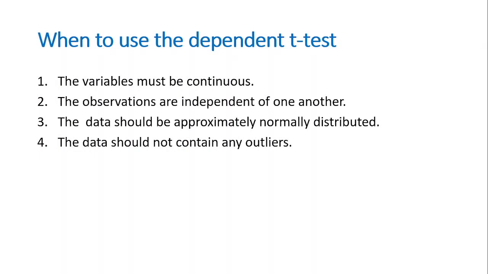When to use the dependent t-test. One, the variables must be continuous. Two, the observations are independent of one another. Three, the data should be approximately normally distributed, and the data should not contain any outliers.